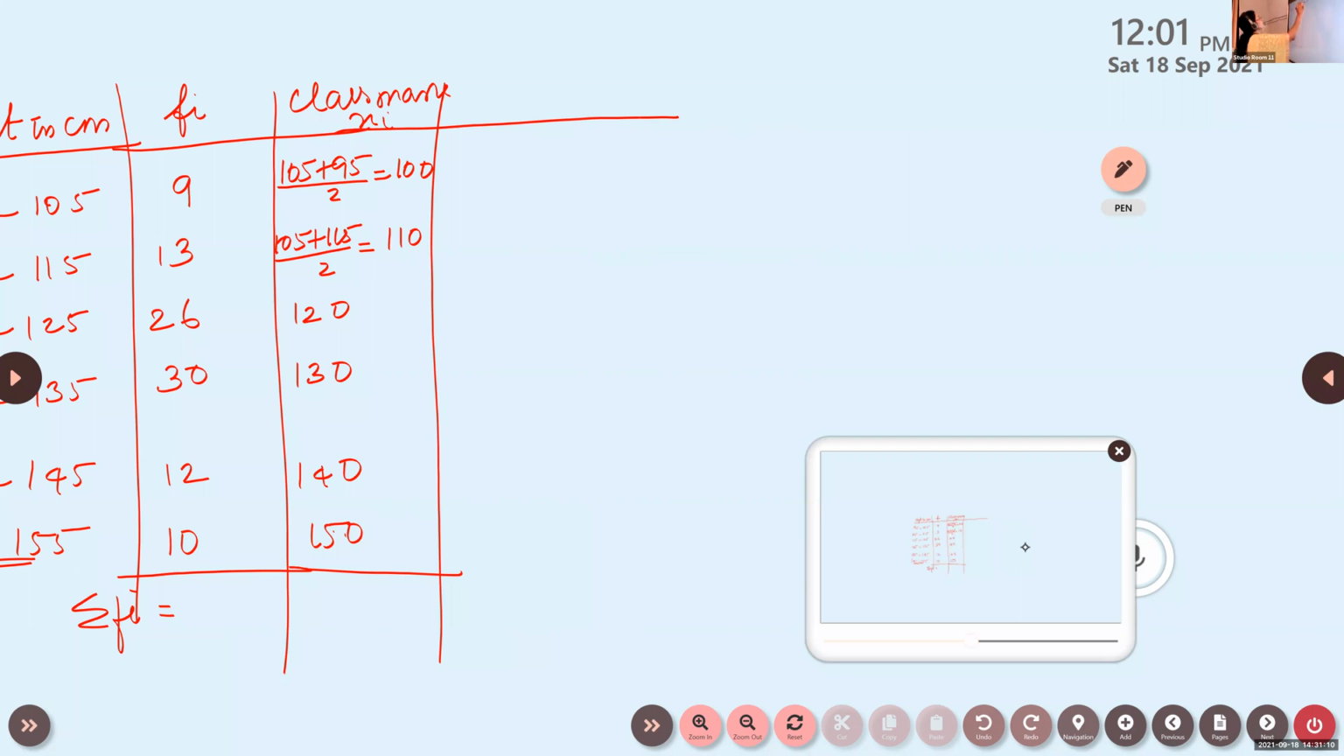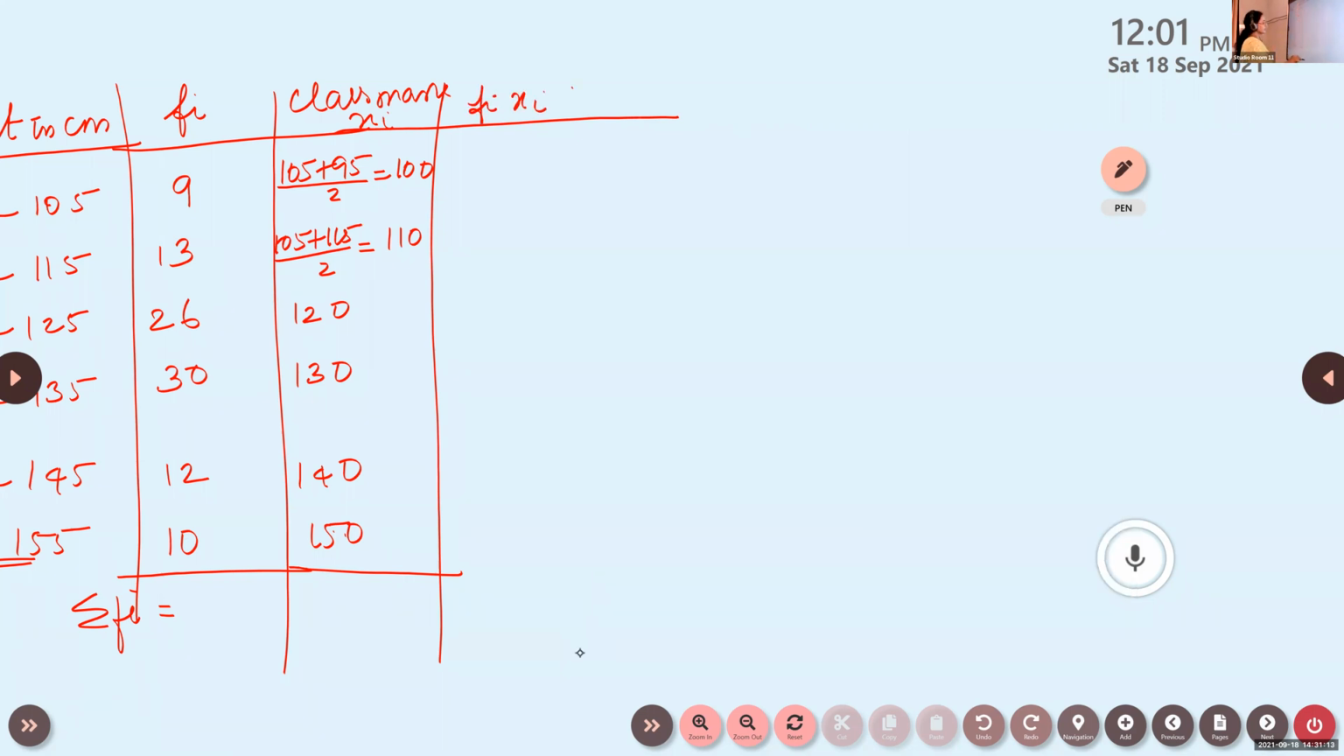So now xi is there. The next column is fi xi. Find out fi into xi, then find sigma fi xi. Nine into 100 is 900. 13 into 110 is 1430. Next is 26 into 120.